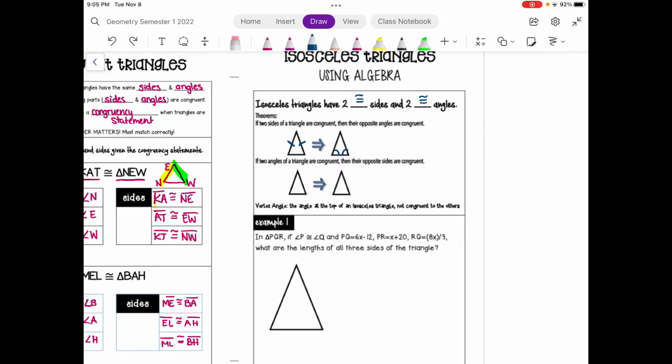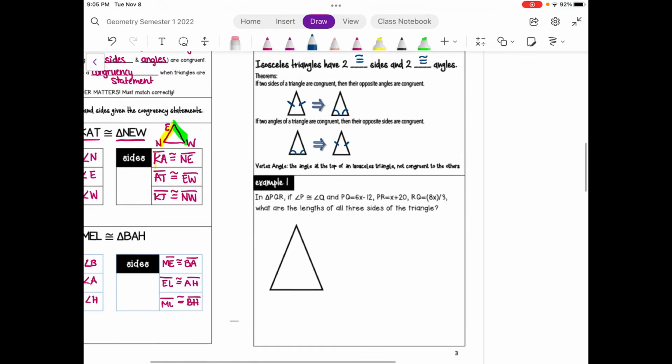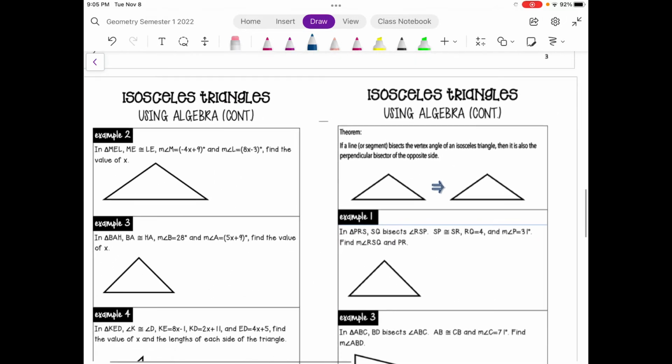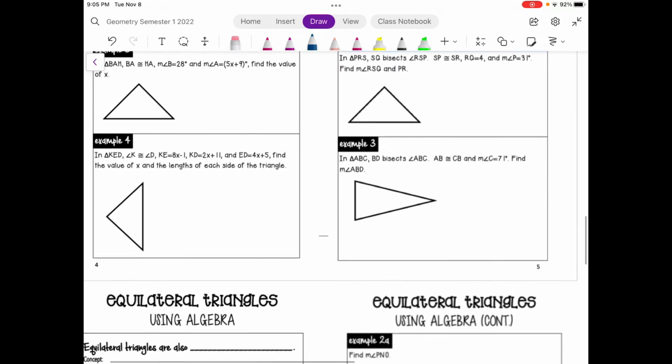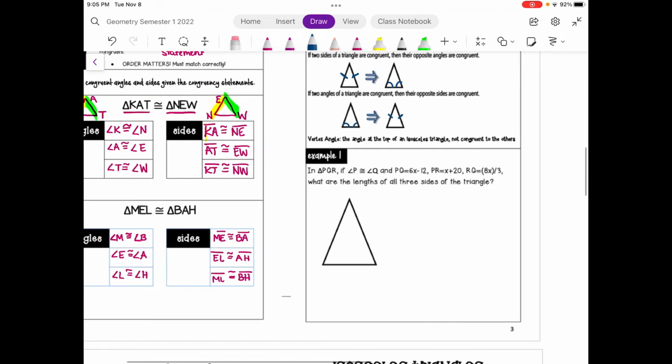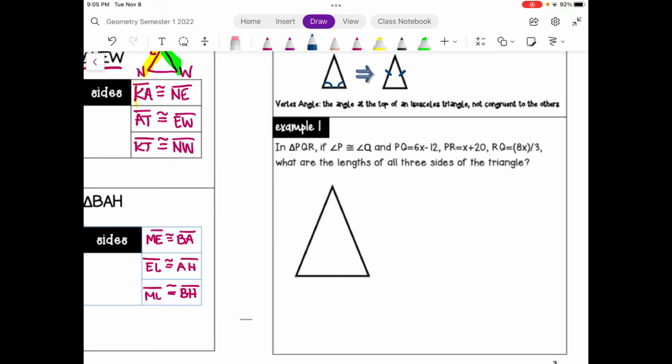The reverse must also be true. So if I tell you that there are two angles that are equal in a triangle, it must be an isosceles triangle, because those sides across from those angles would have to be equal. There are lots of examples. I am not going to go through every one of them. I'm going to go through 3 of them, and then the rest of them you can find on OneNote to check your answer as a should-do assignment.